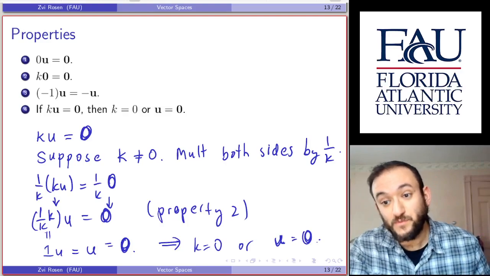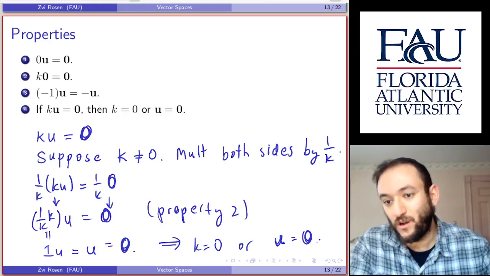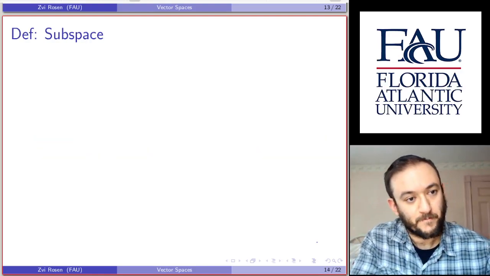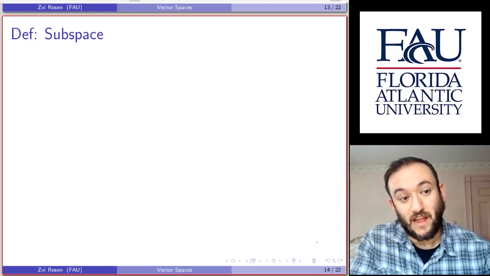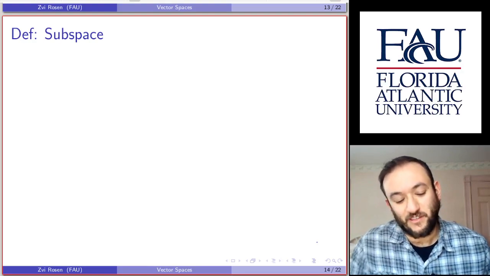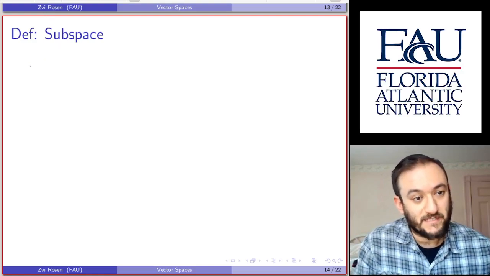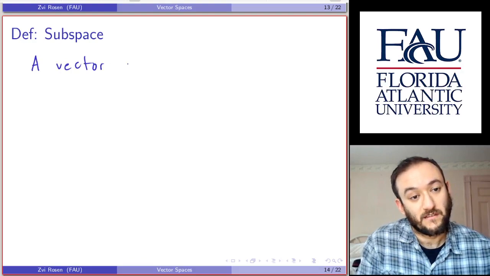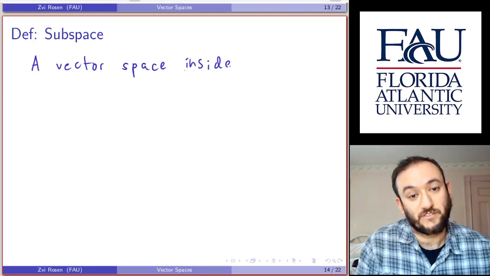Throughout all of those proofs, we're using the axioms, not assuming anything about the structure of Rn or anything like that. We're just using the vector space axioms. Okay. Now we're going to describe subspaces, which are the first important structure that you get to when talking about vector spaces. And a subspace is very simply a vector space inside of another vector space.